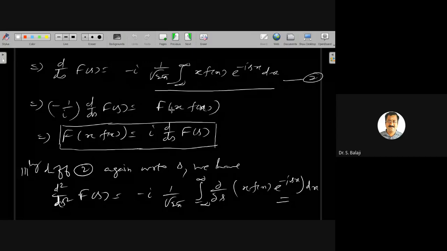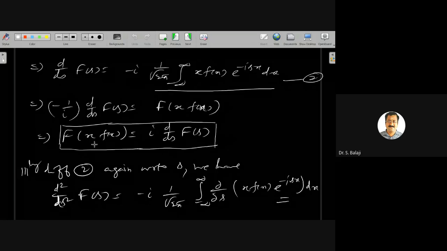Then the Fourier transform of x f of x equals, everyone knows that 1 by i is minus i. You multiply by the conjugate, then 1 by i is minus i, and minus times minus gives plus i. So plus i d by ds of f of s. This is one result, but consecutively you have to prove it for x f of x. Similarly, you have to try for x square f of x, x cube f of x, and so on.